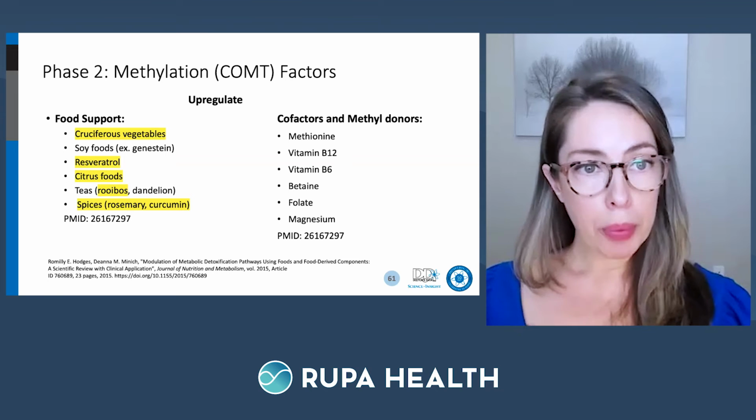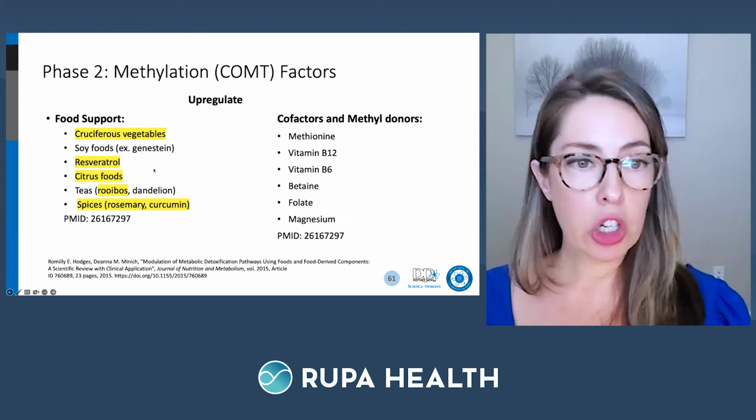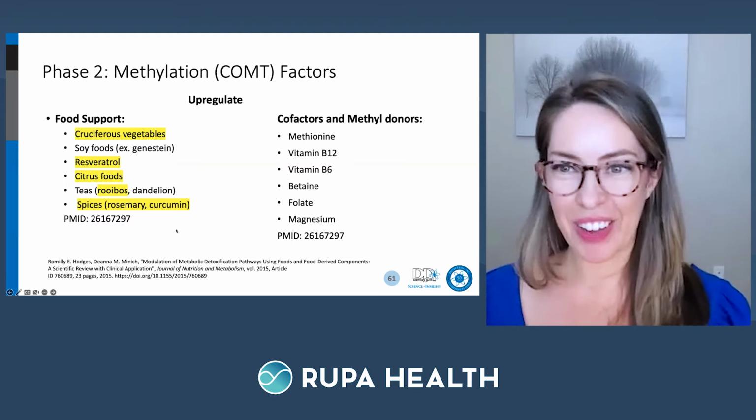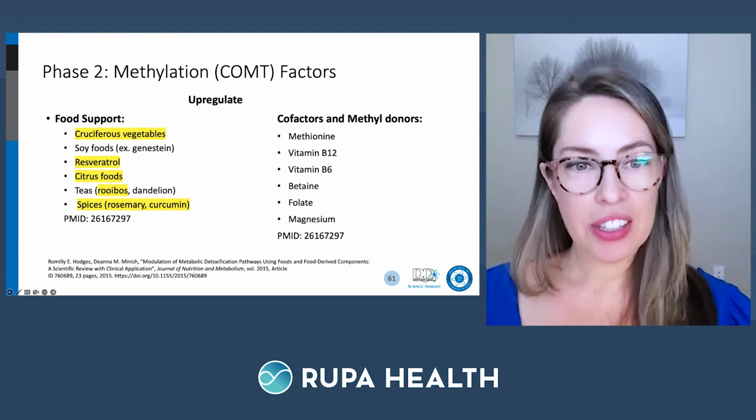So how do you upregulate COMT? With food-based things: cruciferous vegetables, resveratrol, rooibos tea. You see these come up again and again and again. The cofactors and methyl donors are listed here too.